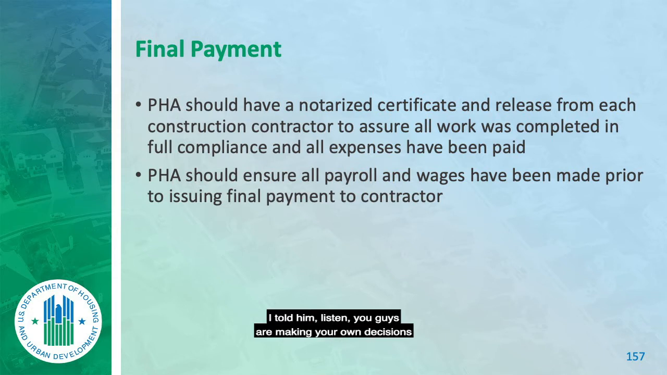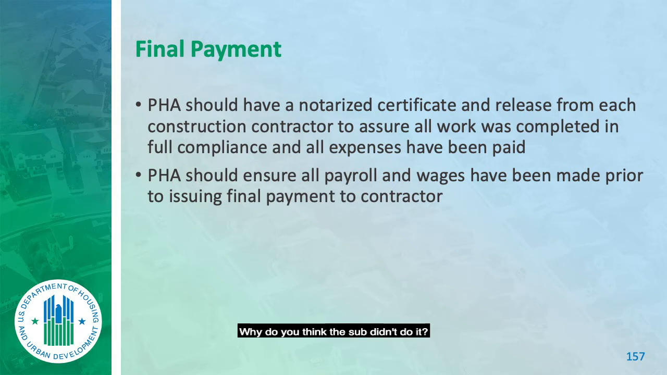I told him, listen, you guys are making your own decisions, but my recommendation to you is you self-report to HUD because you are supposed to close it all out within 60 days. They sent out a man and woman in suits with badges. They went to the contractor and said, we want that payroll report. And he goes, they can't get it. They said, let's go. They went to the subcontractor and said, we want that payroll report now. And he said, no problem. And he gave them the payroll report.